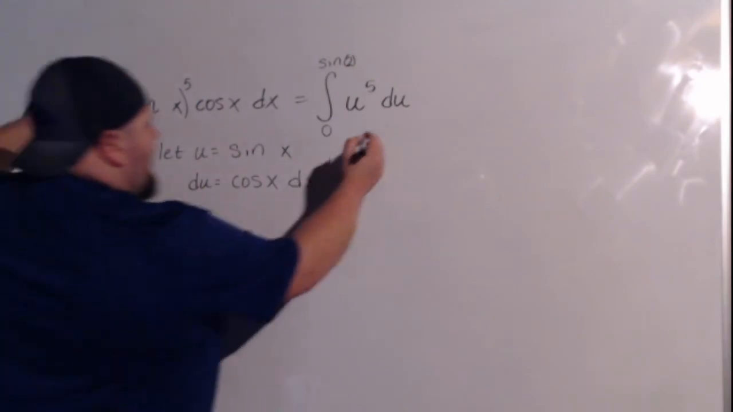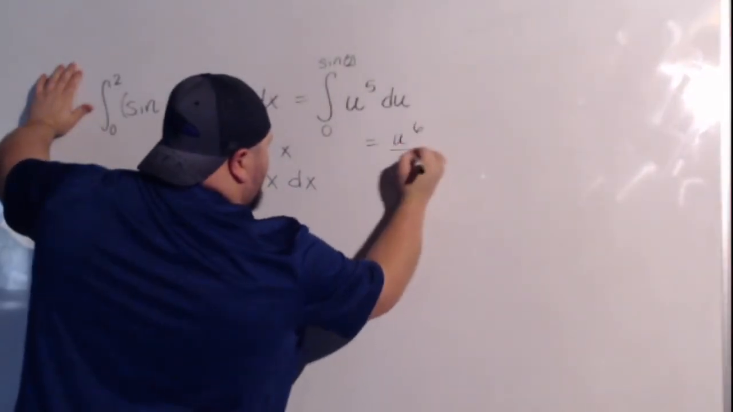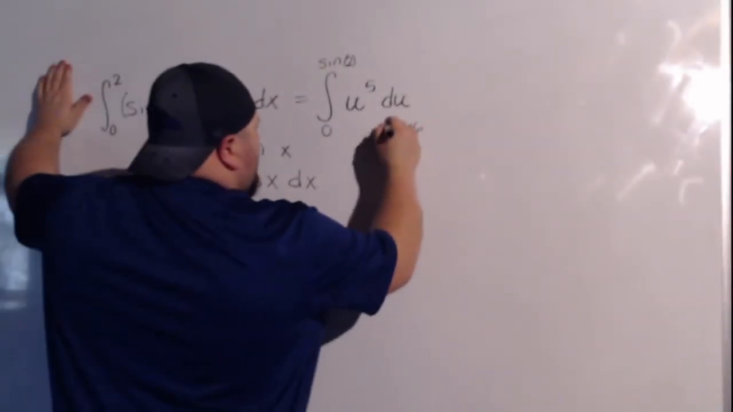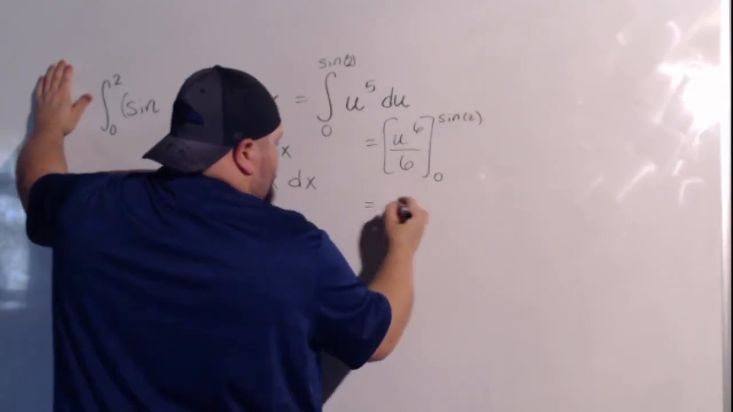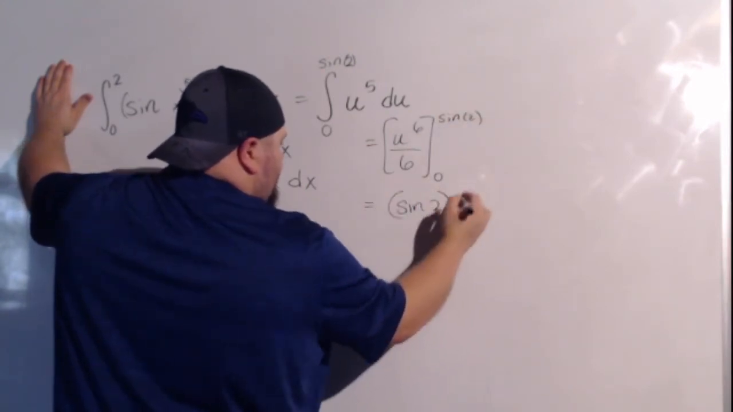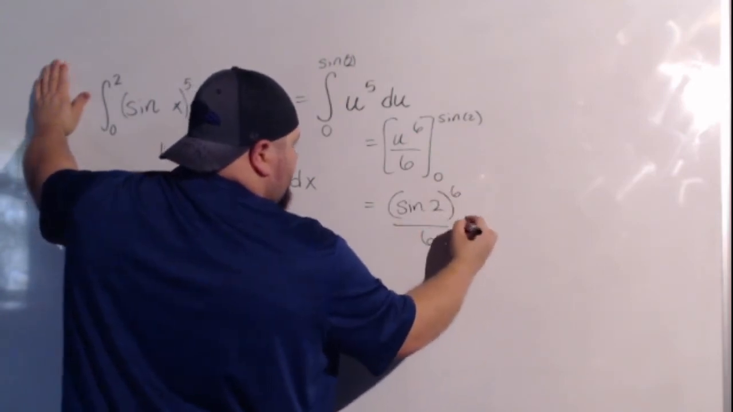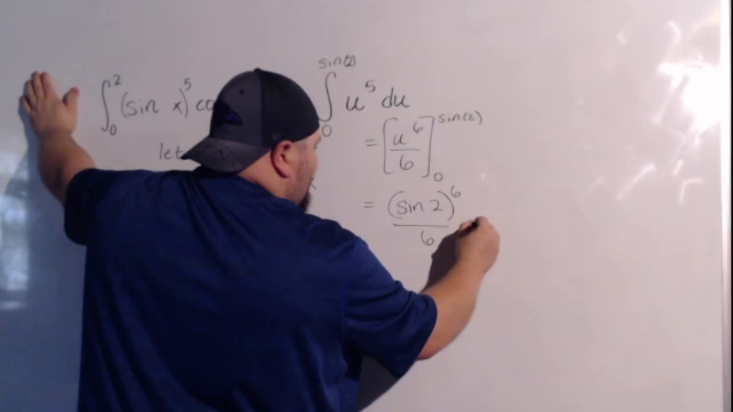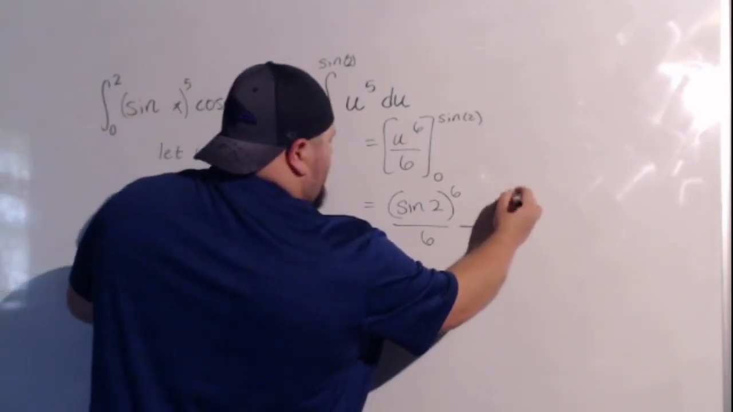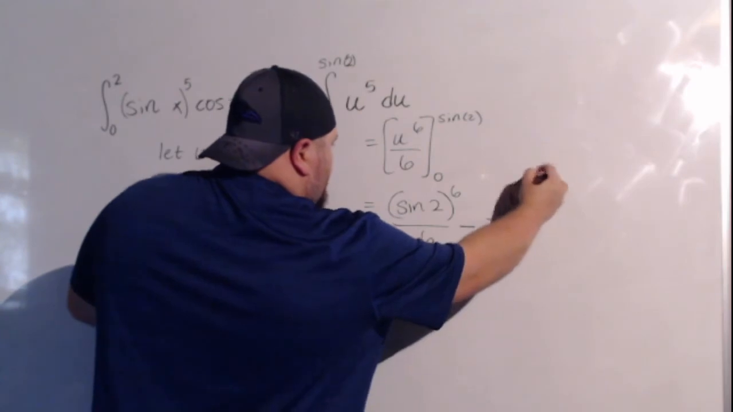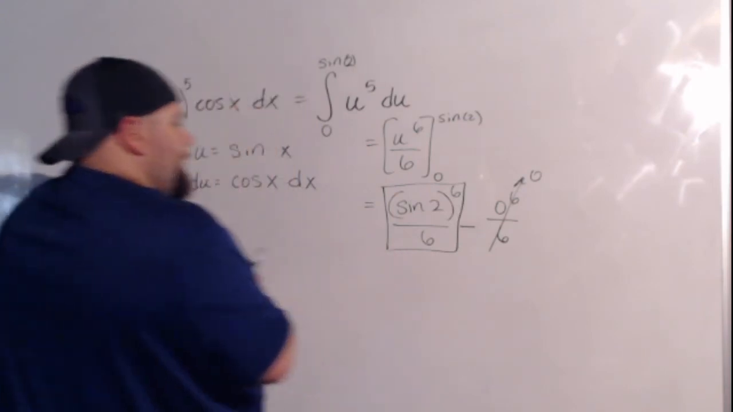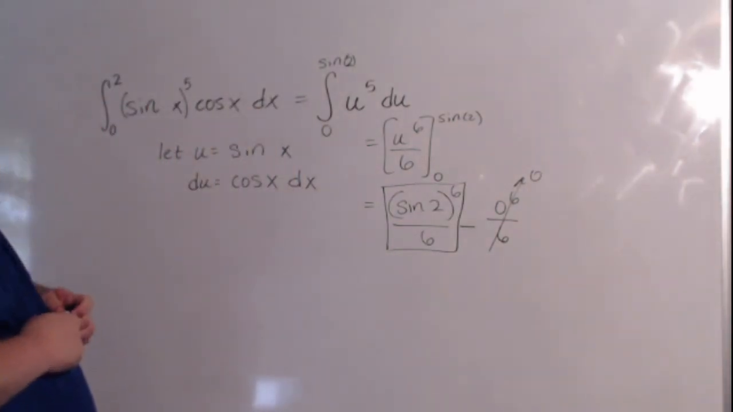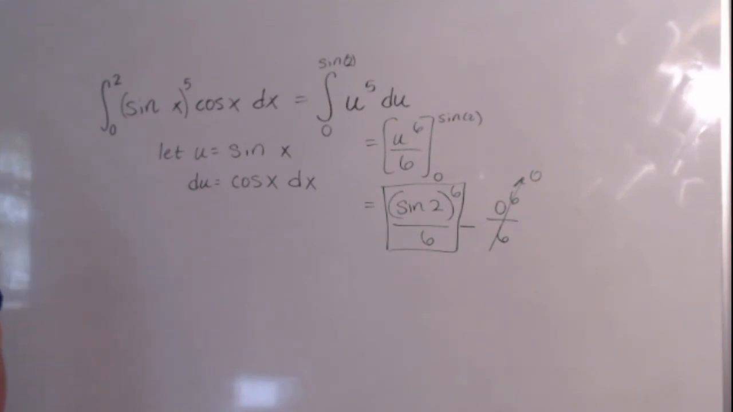That's an easy integral. You add 1 to the power, divide by that number, and then evaluate from the two bounds. So this would be sine of 2 to the 6th over 6 minus 0 to the 6th over 6. So obviously that's 0, and that is our answer. So not pretty, maybe not what you expected, but the solution nonetheless.